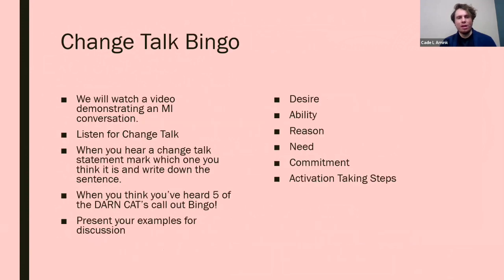But first, I want us to just hear some change talk, hear some good examples of it. So we're going to watch a video that's demonstrating an MI conversation, and I want you guys to be listening for the change talk we hear. So again, desire, ability, reason, need, commitment, activation, taking steps. And when you hear a change talk statement, write it down, take note of it. Just for today, let's not call out a bingo. We'll just come back to a large group and talk about some of the examples that we see. But yeah, I just want you to try and find at least 5 examples of change talk.